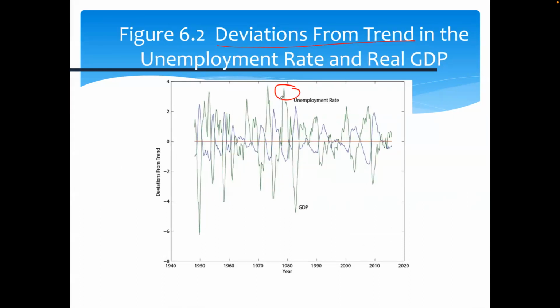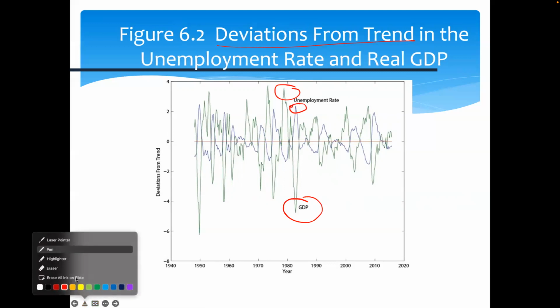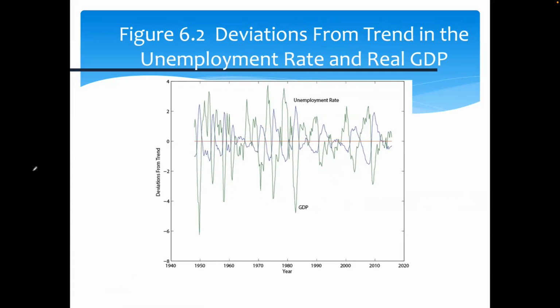Now, the unemployment rate is just this blue line. The green line is GDP. If we plot these two together, we are going to see some interesting patterns. So let me write again: this blue line is the unemployment rate, the green line is GDP. Again, this is a deviation from the trend. If it's negative, meaning GDP is declining, we are in a recession.